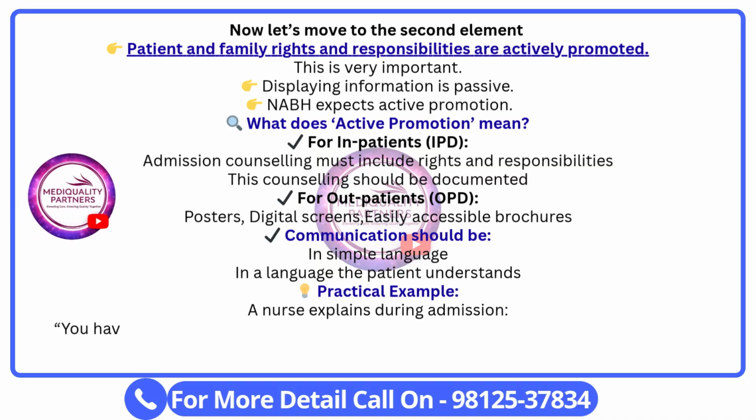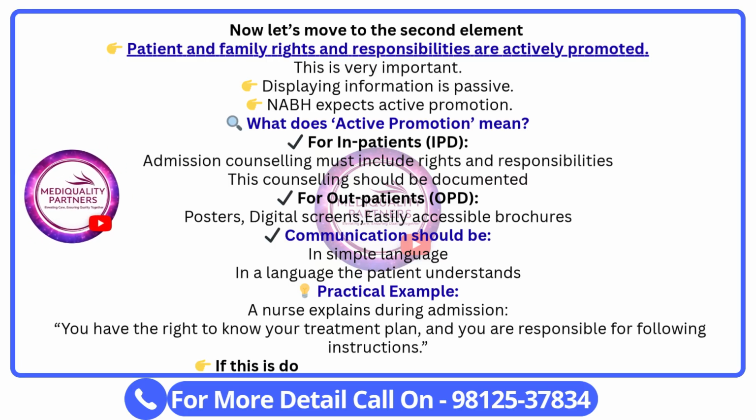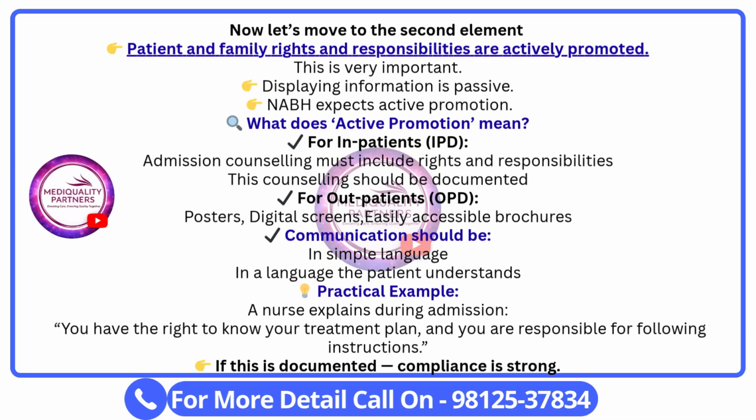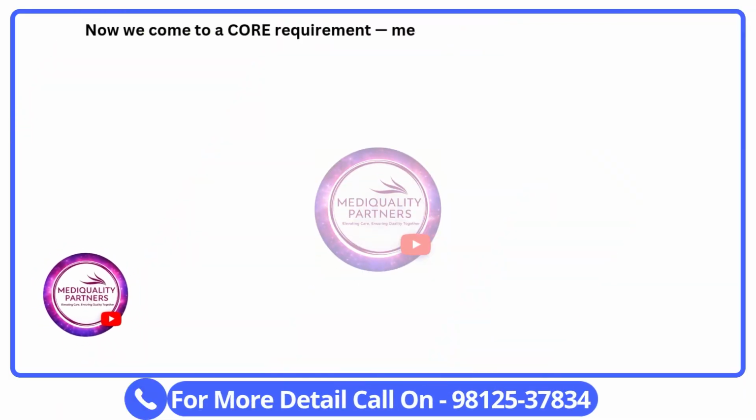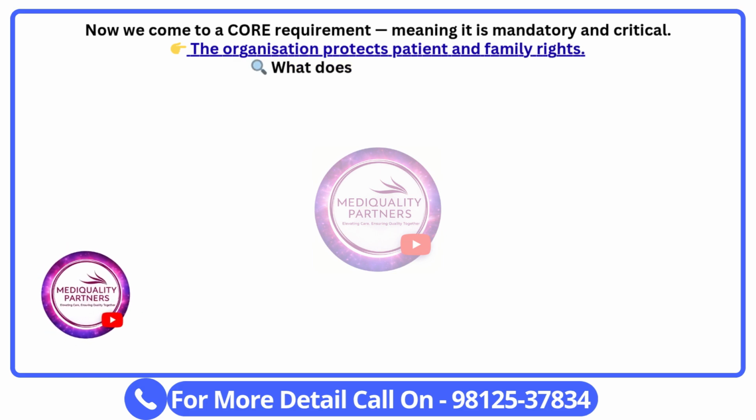Practical example. A nurse explains during admission, you have the right to know your treatment plan, and you are responsible for following instructions. If this is documented, compliance is strong. Now we come to a core requirement, meaning it is mandatory and critical. The organization protects patient and family rights. What does this actually mean?